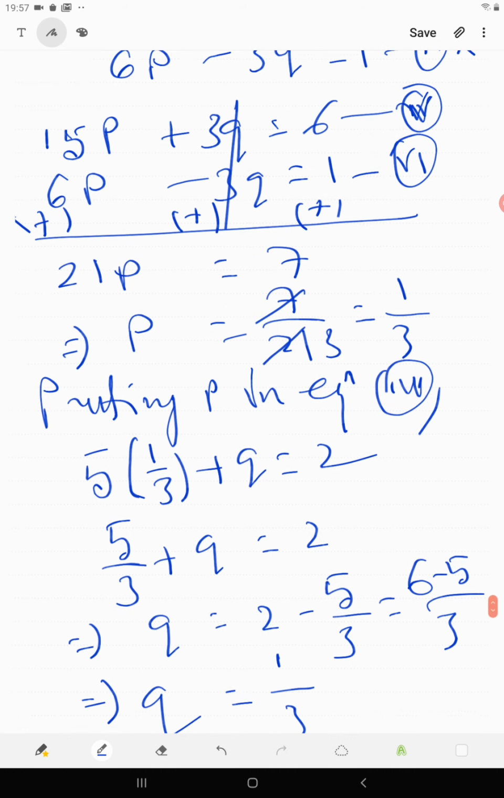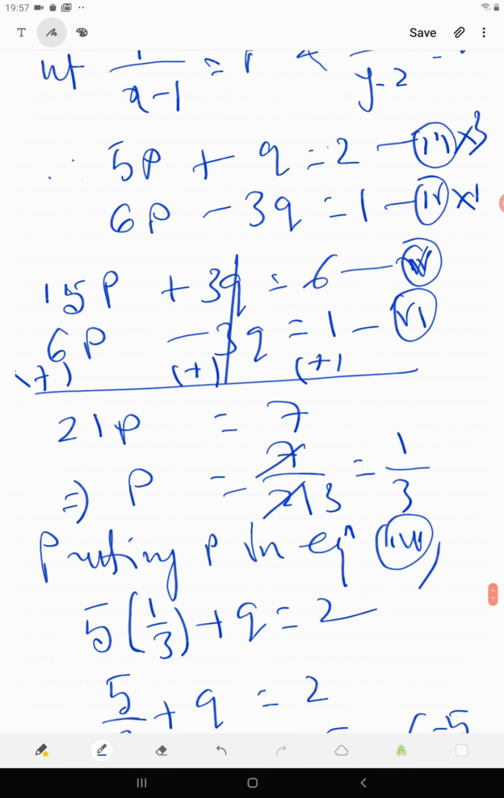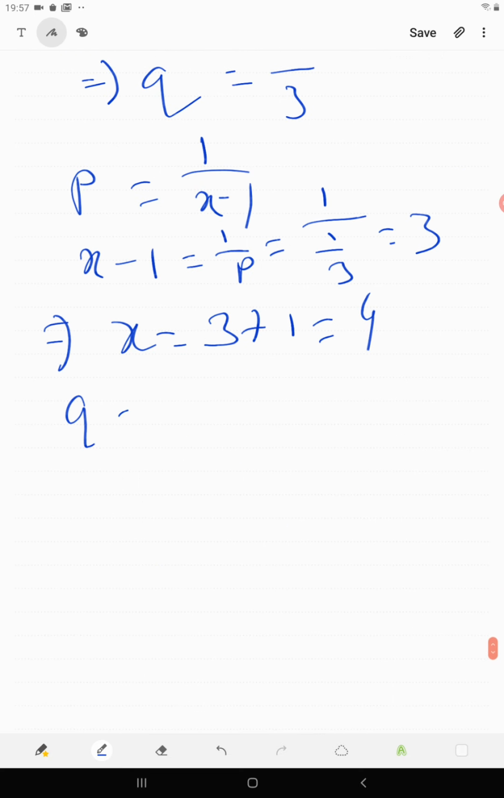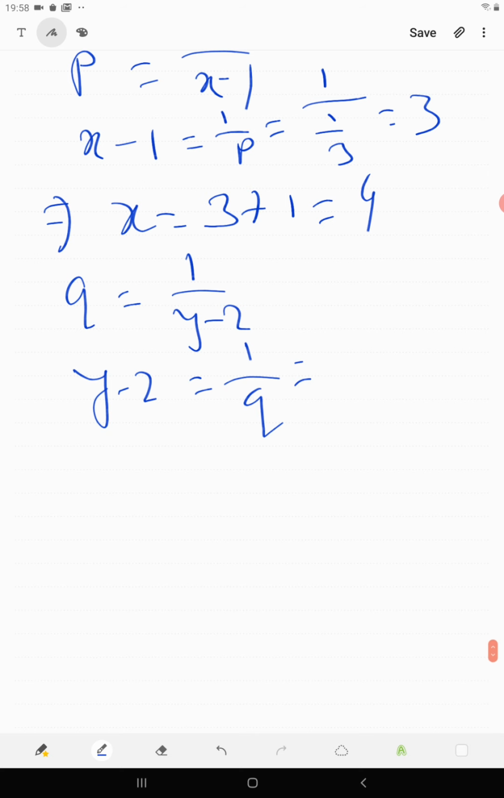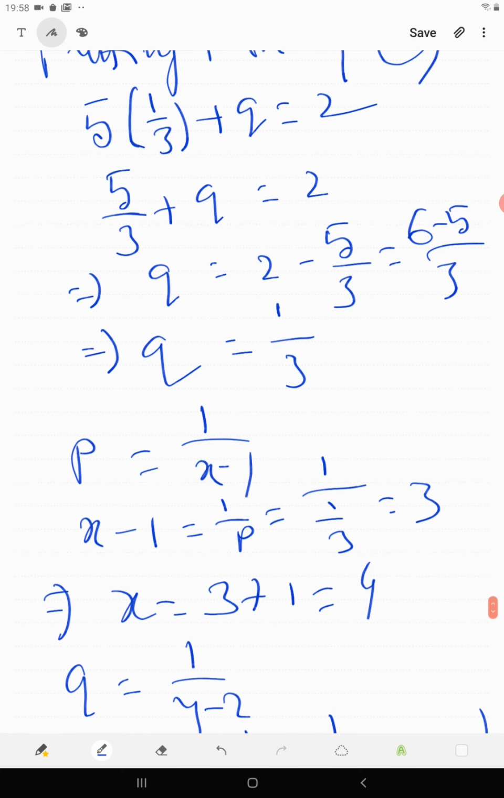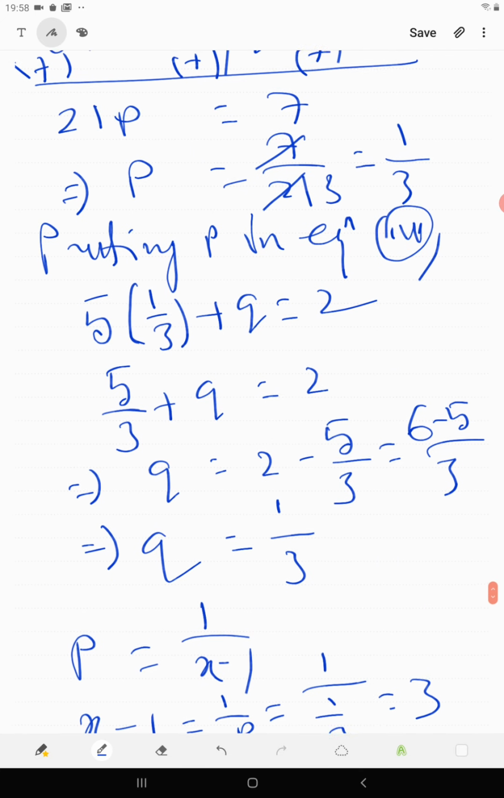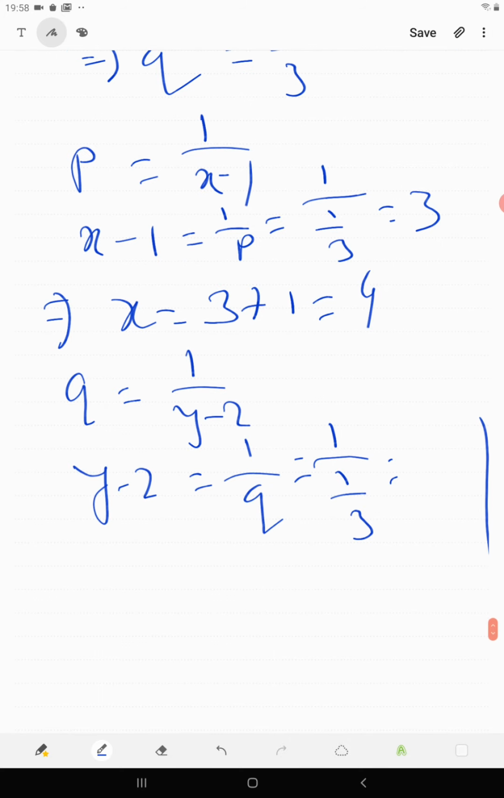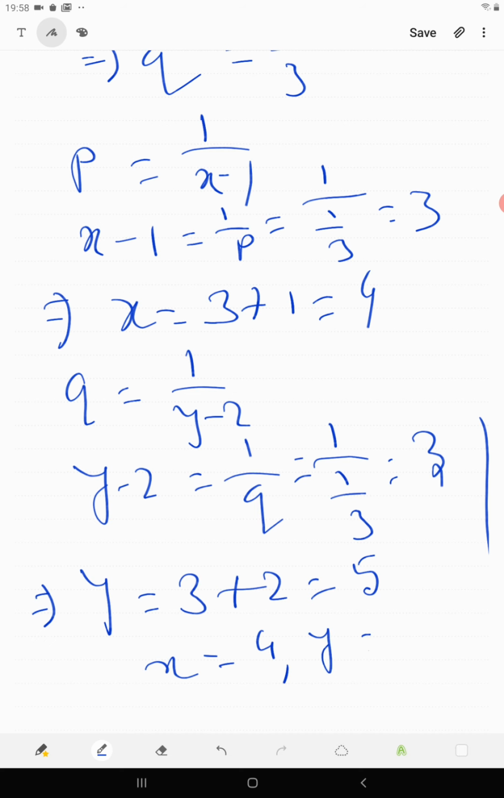Similarly, 1 by y minus 2 is q. q equals 1 by y minus 2. So y minus 2 equals 1 by q. Now q is 1 by 3. So 1 by 1 by 3. Correct? So we have p also 1 by 3 and q also 1 by 3. Yes, so it is 3. So y minus 2 equals 3, so y equals 3 plus 2 equals 5. So we have got x equals 4 and y equals 5.